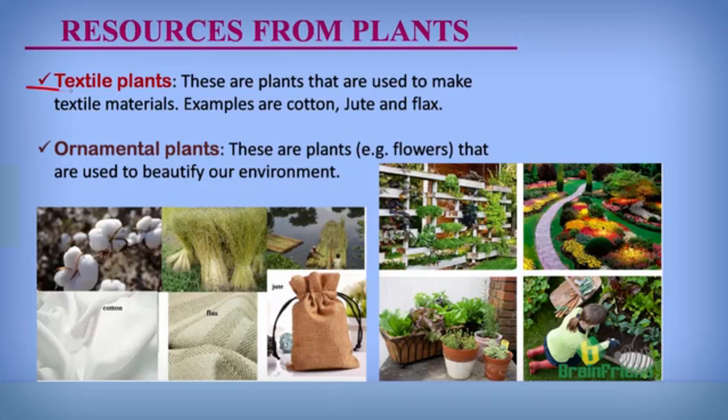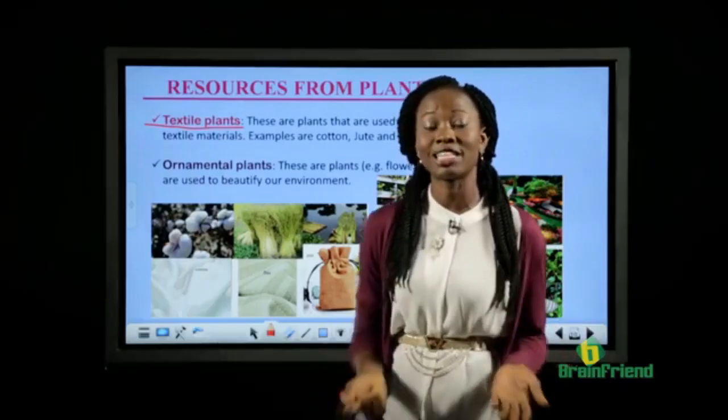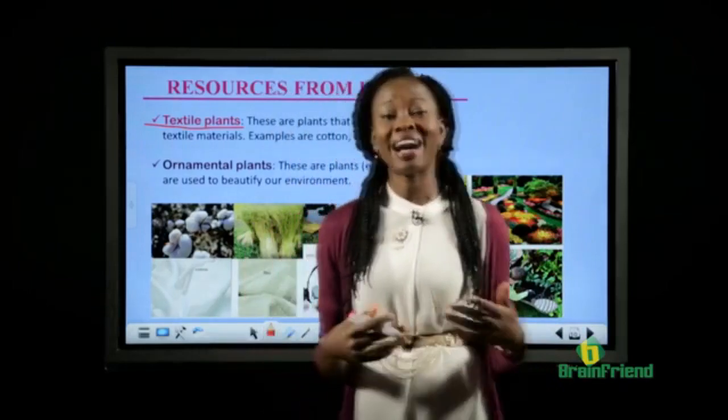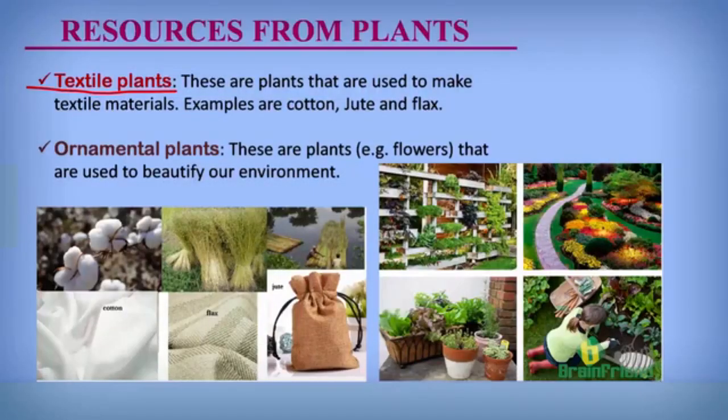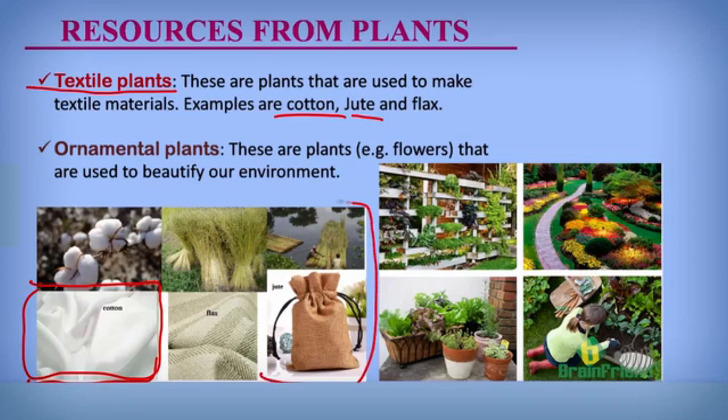We have textile plants. Textile plants are plants that are used to make textile materials. Textile materials are used to make clothing, shoes, robes, bags, and so on. Examples of textile plants are cotton plants, which provide us with cotton materials. This is the cotton plant, cotton bud, cotton materials, cotton clothes, and so on. We have jute from jute plants, which also provides us with jute material. That's an item that is gotten from the jute plant. This is jute fabric or jute textile. We have flax. Flax is also gotten from the flax plant, and we can make textile material from flax plants.